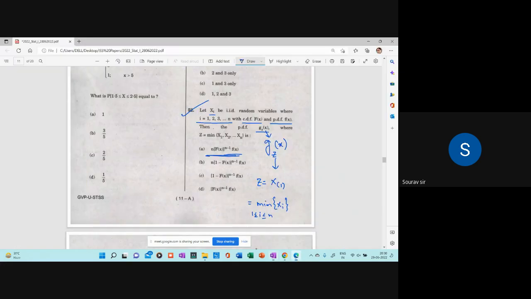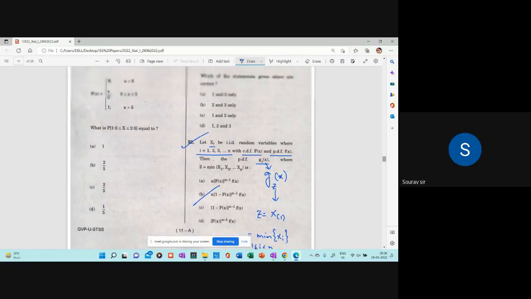So as the confusion is cleared, sorry, I have underlined the wrong one. This is the correct answer. Is it clear now? Yes, ma'am. Okay, next moving on to some other question.